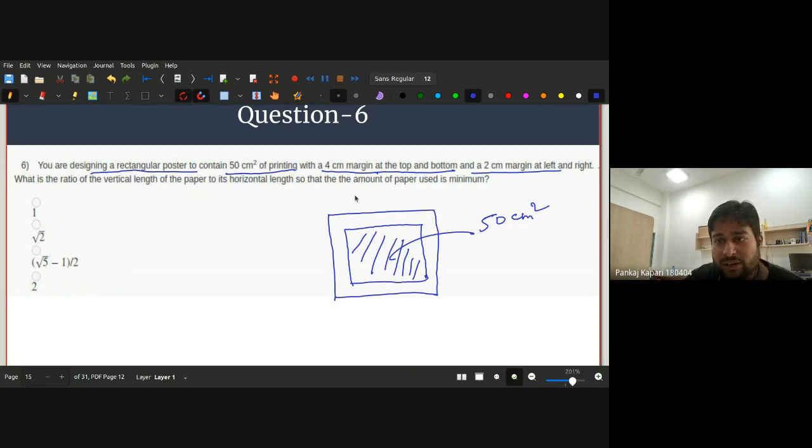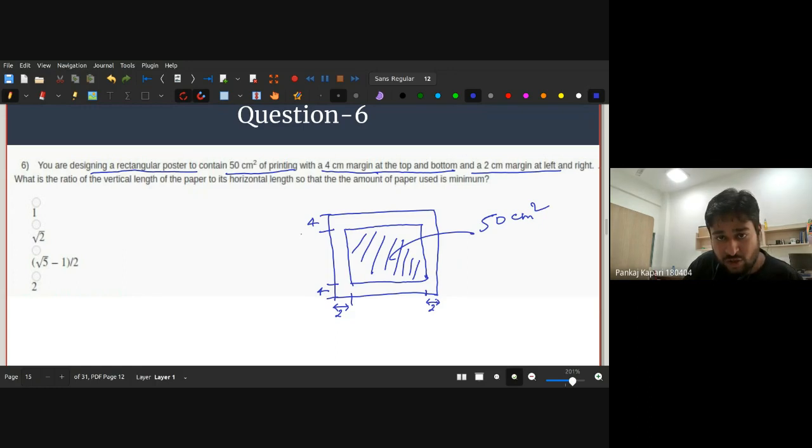So what are the margins? At top and bottom the margin is 4 centimeters. So this length is 4, and this length is again 4. On the right side and the left side, the margin is 2 centimeters. So this length is 2, and similarly this length is also 2.